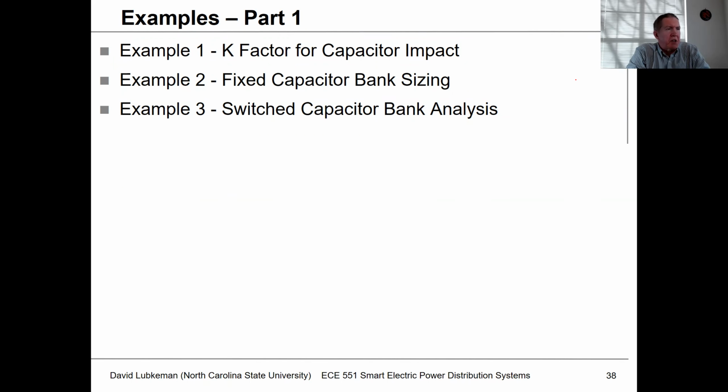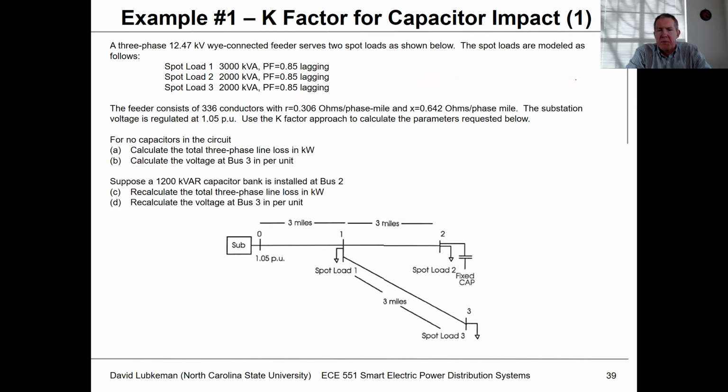So now let's take a look at a few examples. And the first one is a basic K-factor problem, kind of similar to what we did before, where we have a simple circuit. I'm regulating at 1.05 per unit at the top of the feeders. And I've got 3 loads in the circuit and 3 line segments.